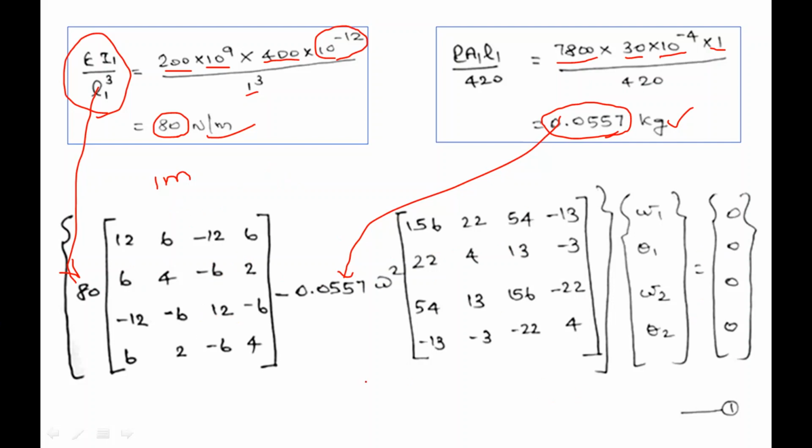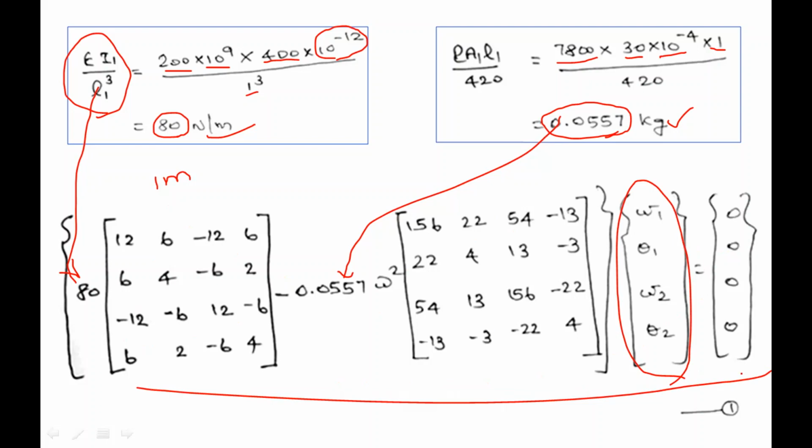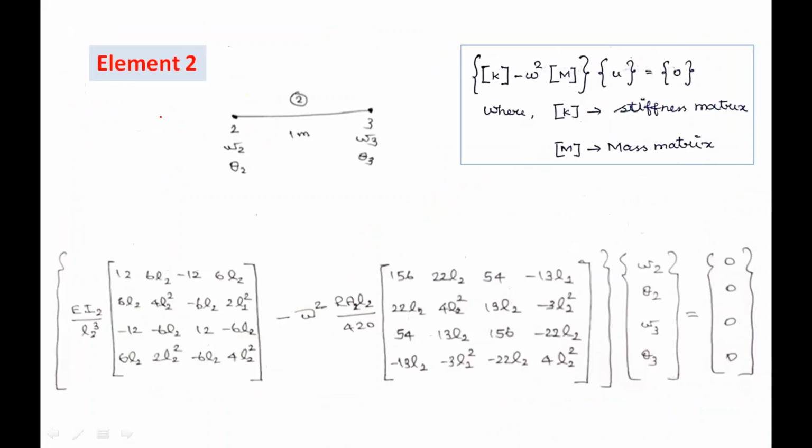After substituting the values, we are getting this element characteristic equation. These are the nodal parameters and this is the null matrix. Now let us say this is the element characteristic equation for the first element. Similarly, we have to derive the element characteristic equation for the second element. Let us see. This is element 2 with node 2 and node 3. Length of the element is again 1 meter.